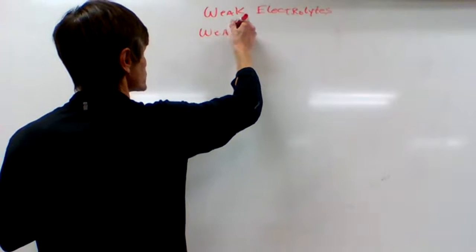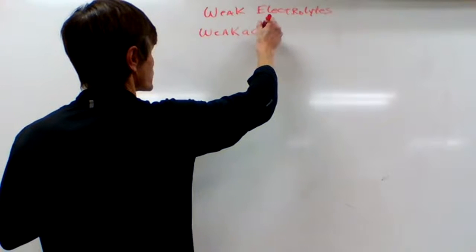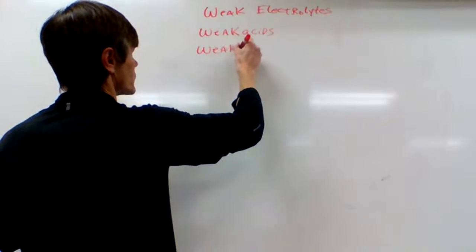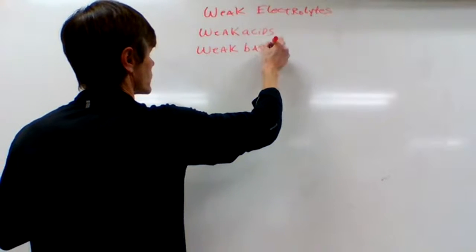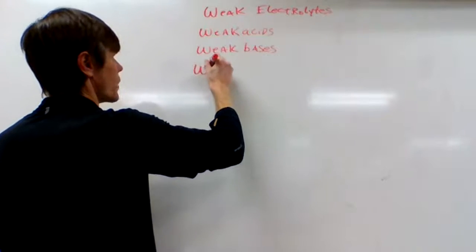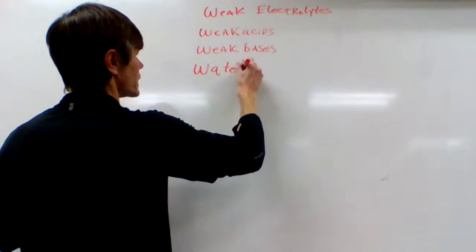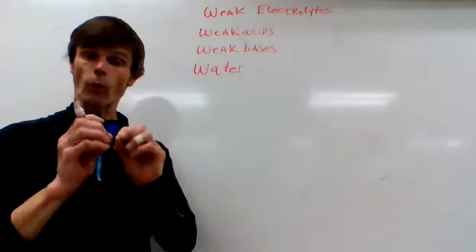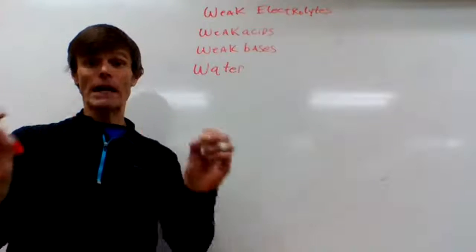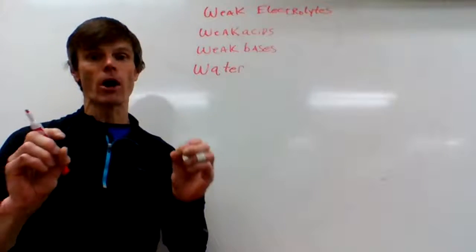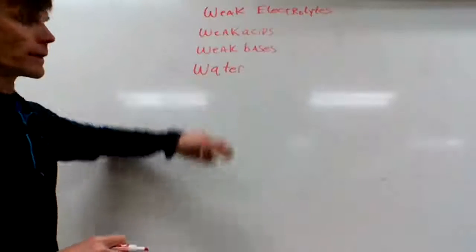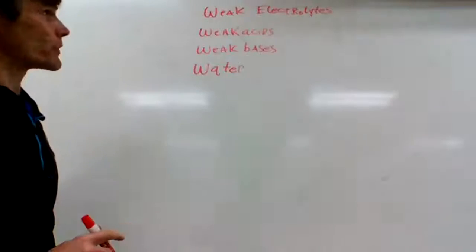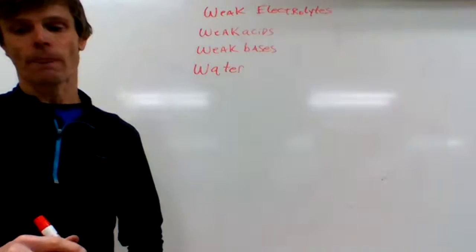Tap water, for instance. These are weak acids, weak bases, and water itself is a weak electrolyte. You'll learn in Gen Chem 2 that water does ionize or break up to an extremely small extent, and water is a weak electrolyte. Now, some examples of some weak acids.